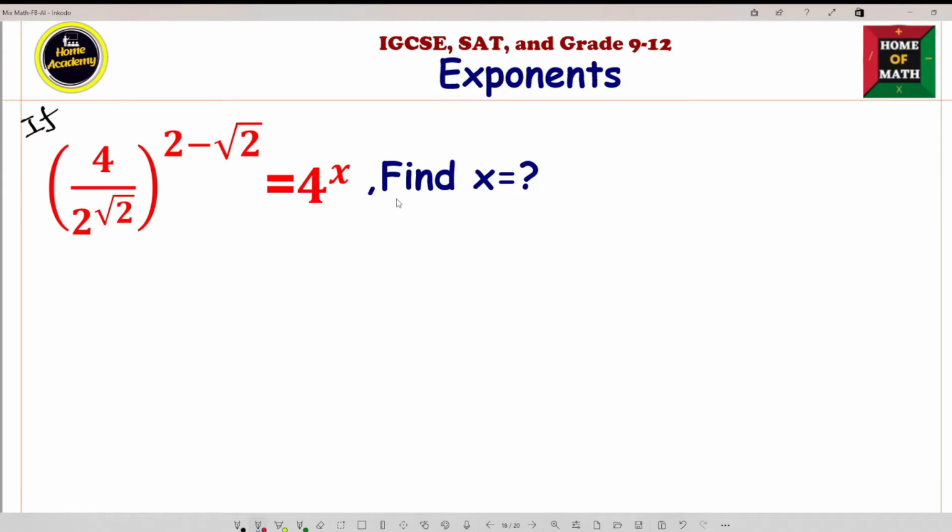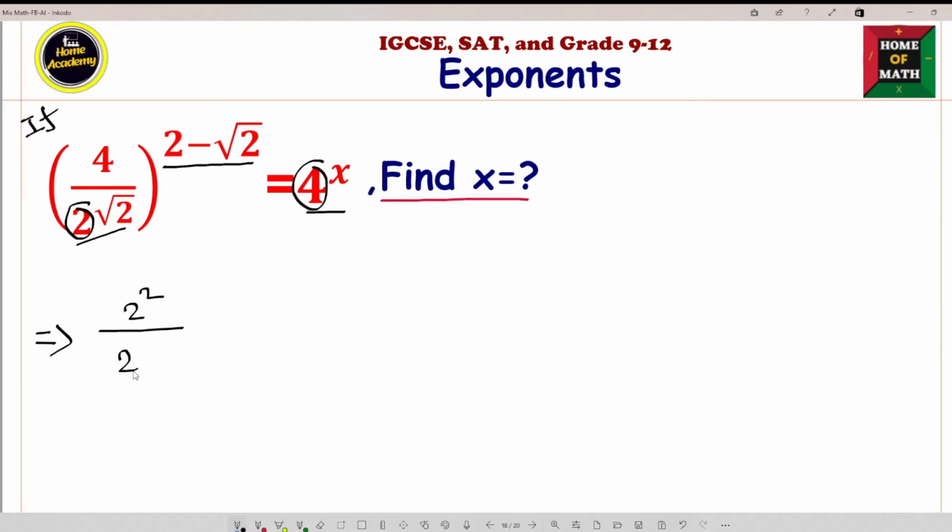Today's question: find x if (4 divided by 2 to the power root 2) whole to the power 2 minus root 2 equals 4^x. So this exponential equation, we have to make a common base. Therefore, first, here is 4, we can write it as 2 squared. Why? Because here is 2, and this 4 we can also write as 2 squared.